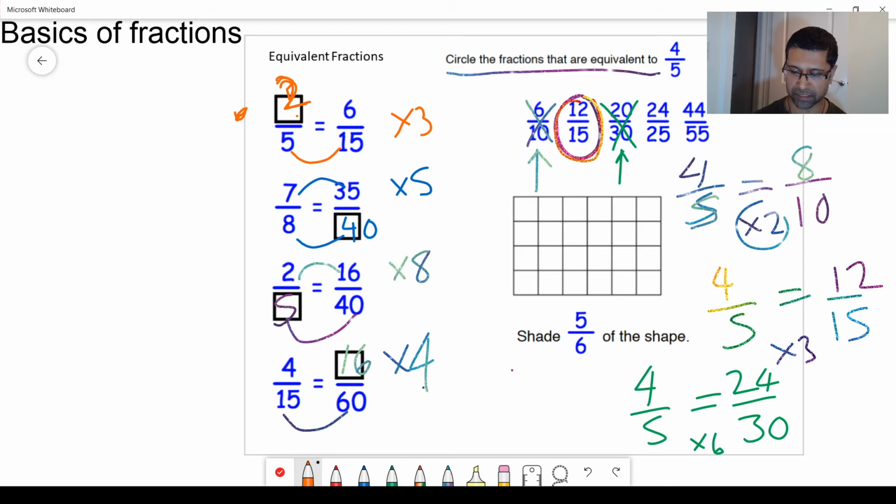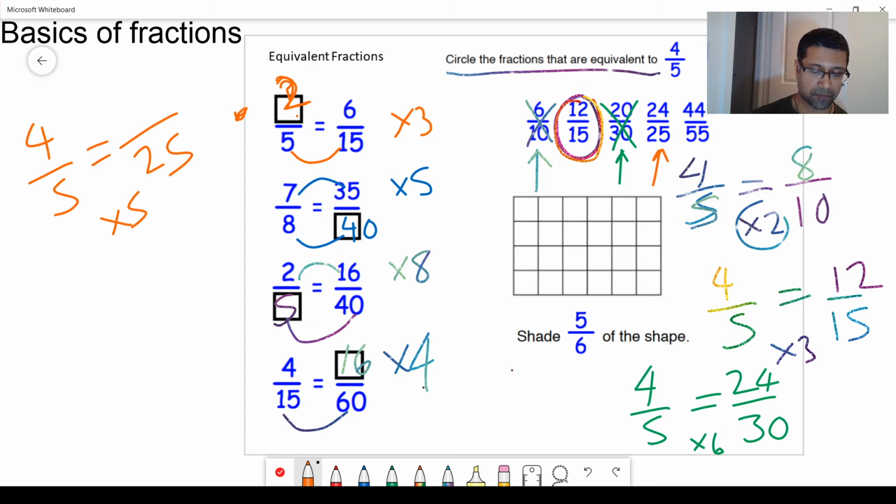Next, I'm going to try this one over on this side. 4/5. Compare the denominators. 5 into 25 goes 5 times. So do the same to the top. 4 times 5 is 20. 20 over 25 is not the same as 24 over 25. Cross that one out. Last one to check.